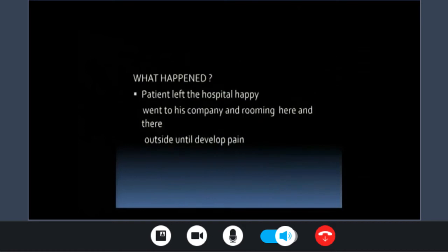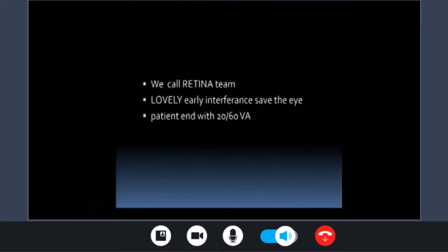So what did this patient do? Actually, the patient left the hospital happy. He went to his company and was roaming here and there outside until he developed pain. He presented to the hospital. So we called the retina team, lovely early intervention and saved the eye, and the patient ended with vision of 20/60.